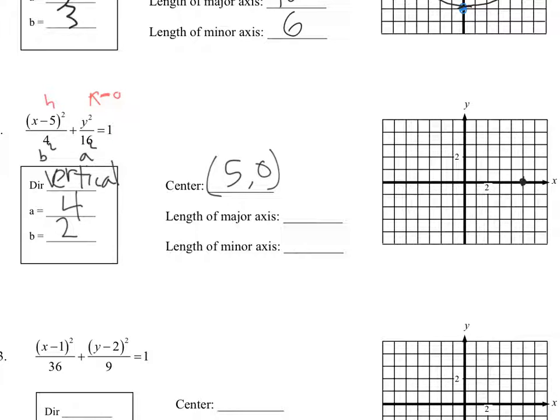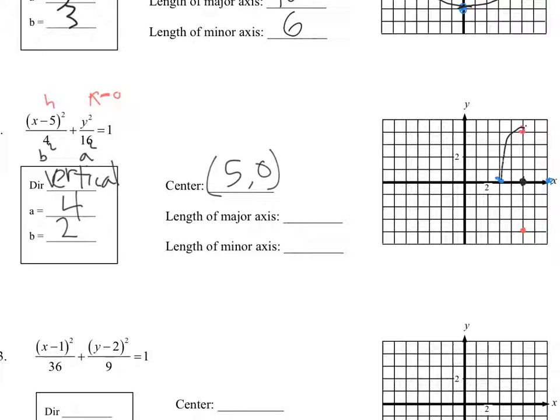This time, since the a here is 4, that means this is for the y. I'm going to go 4 up and 4 down. Okay, this is our major axis. So 1, 2, 3, 4. The major axis is vertical, okay? And then I'm going to go 2 in the horizontal direction. So 1, 2, 1, 2. And there you go. You can clearly see that this is a vertical ellipse.